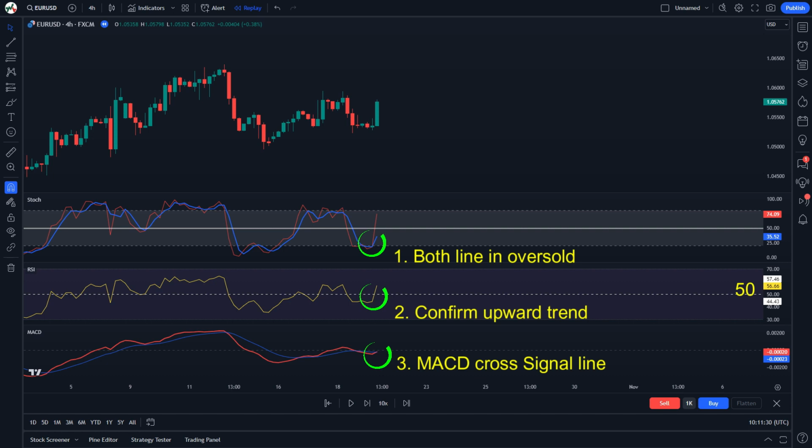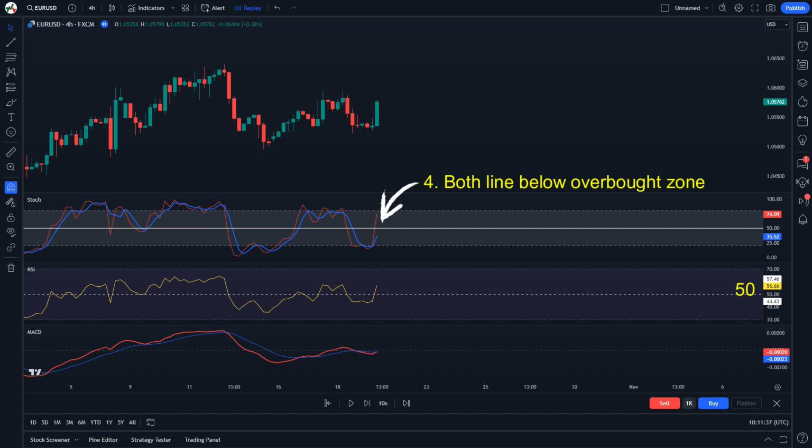You have to make sure the MACD line crosses above the signal line. Step 4, ensure that both of the stochastic lines have not hit overbought levels yet. Step 5, take a buy or long position.